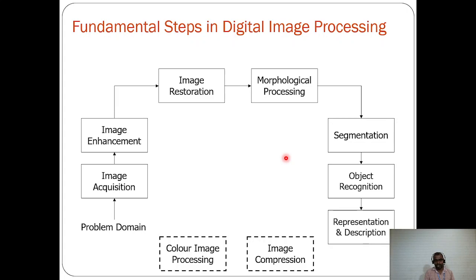The next one is image restoration. Image enhancement and restoration are interrelated steps. One is subjective and the second one is objective. Image restoration is an objective criterion. If you capture an image, the image may be degraded due to some noise. So in the image restoration process, we try to restore the original image.